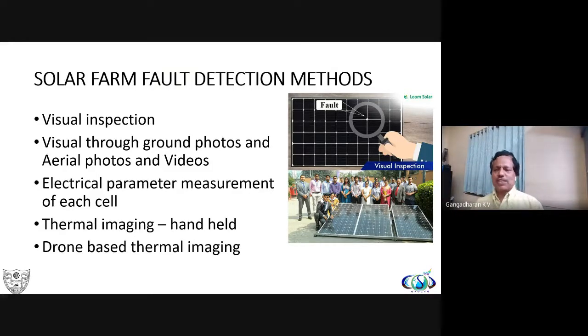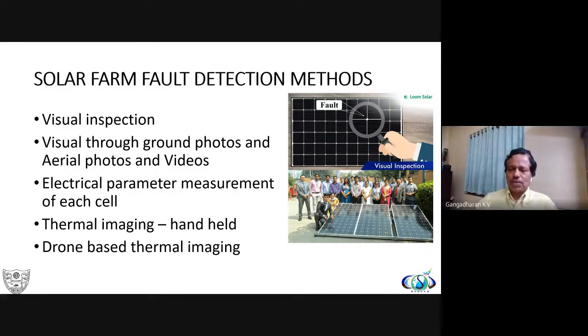The visual inspection is the first one. Then if you cannot go to the place and do a visual inspection, you can arrange photography either by a fixed camera or using an aerial photo shoot or a video shoot. That is the first mode of inspection in most of the cases.